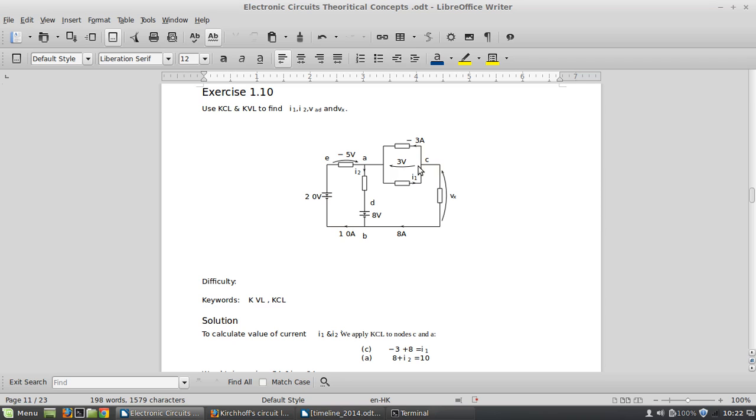In this exercise number 10, what you guys have to do is use the KCL and KVL combined, and find the unknown currents and unknown voltages. So the respective currents, I1 here first, I2 here, are the unknowns, and VAD, that is this voltage starting from here, and VX, that is this voltage.